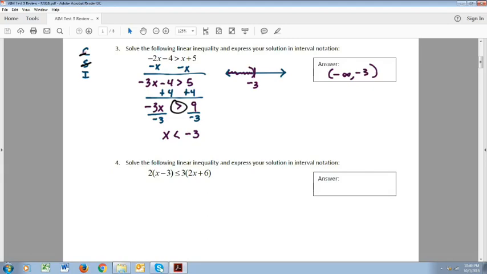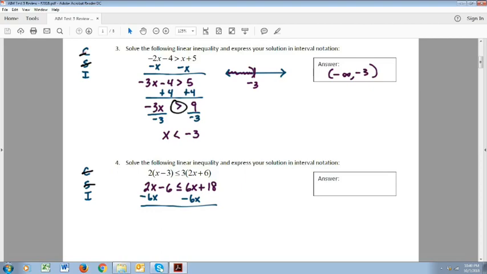All right, let's look at number 4. So first of all, there's certainly no fractions we need to clear, but we do have some simplifying to do. We got to distribute. So we got the 2 times the x and 2 times the -3. That'll be 2x minus 6. And on the other side, 3 times 2x is 6x, and 3 times 6 is 18. And so now this looks a lot like the one we just did. We need to, now that we've simplified everything we could, try to get x on one side only. So I'm going to subtract 6x on both sides.